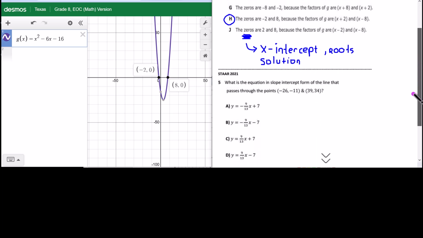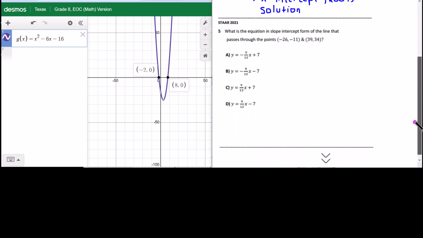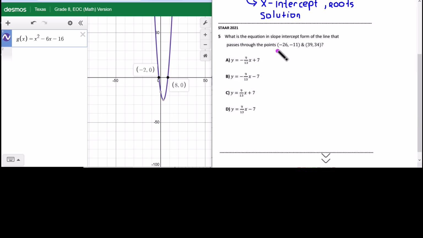So as we move down, here we have question number 5. And this is also a question that we solved before. Remember, we found the slope, and then we would plug it in into this formula: y minus y1 equals m(x minus x1).